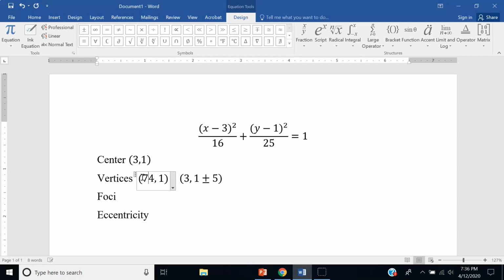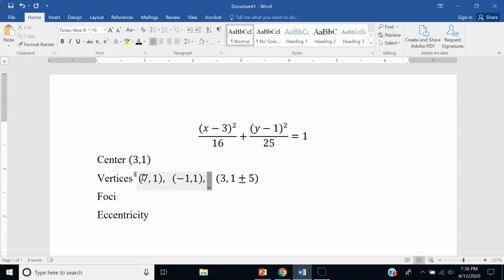3 plus 4 is 7. So we're going to get 7, 1 as one vertex. If I do 3 minus 4, I get negative 1, 1 as my second vertex. Those are, again, the endpoints of my minor axis. When you add and subtract 5 from 3, 1, adding 5 gives you a 6, and then subtracting 5 gives you a negative 4.